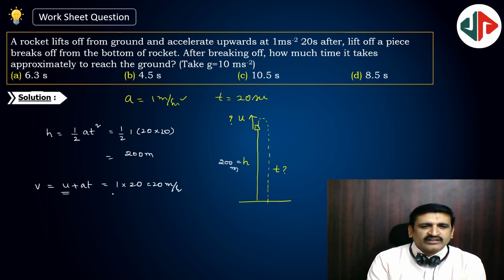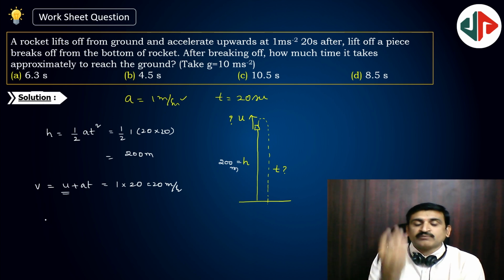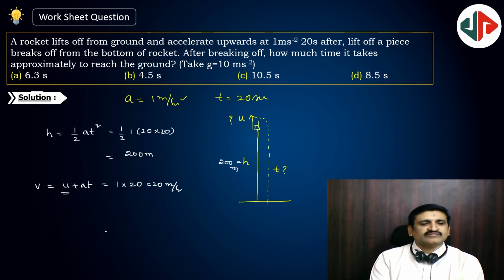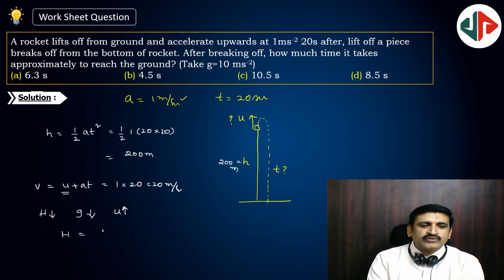Okay, fine. Now time taken. For that I told the equation, whenever a body is thrown upwards from a height, time taken for that formula: h is downwards. Acceleration due to gravity is always directed towards the center of the earth. Initial velocity is with the rocket, upwards. So if you write an equation, h is equal to ut plus half gt square.